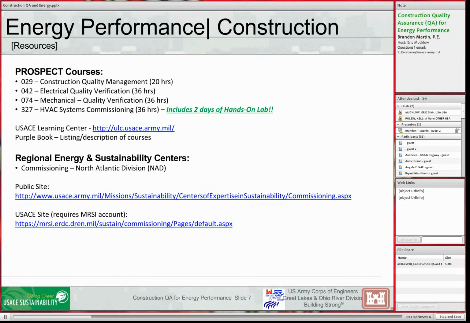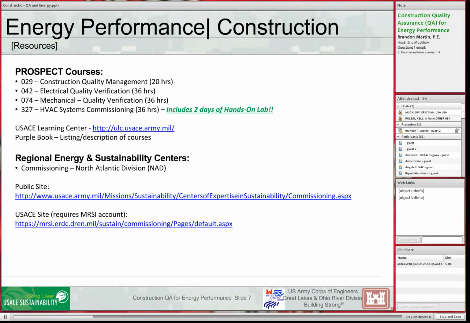So just some, I'm not going to teach a class on quality assurance. A lot of people on the webinar, I'm sure, are experts in quality assurance and construction management. Here are some courses that can help construction reps and engineers to get a handle on this.